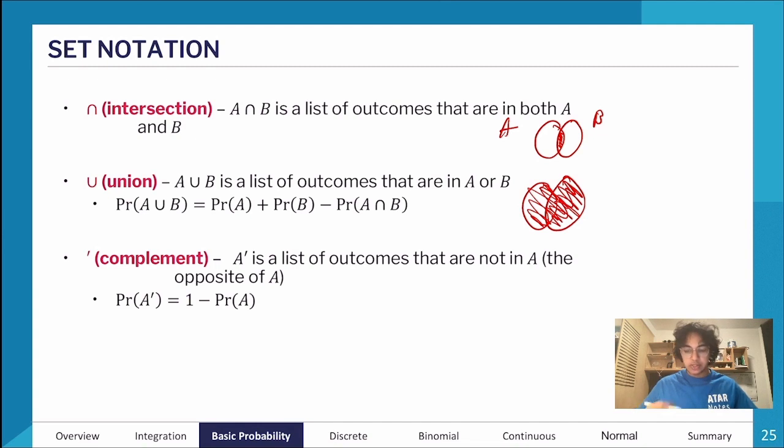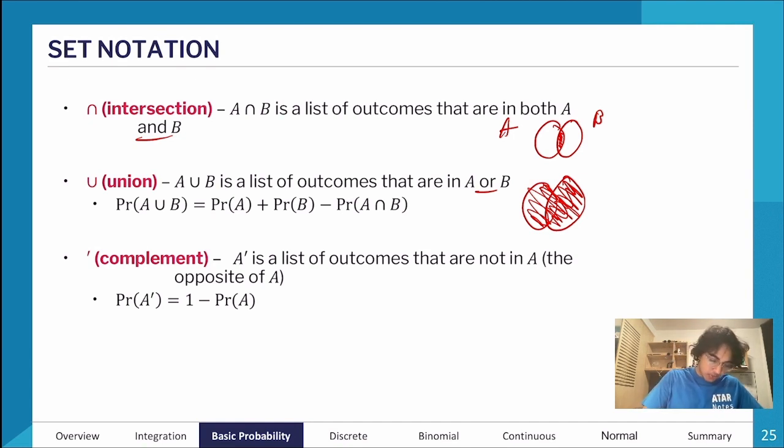So intersection, it's good to think about it as an "and" thing, whereas union is an "or" sort of statement, right? It's one or the other in union, or it has to be both of them together in intersection.